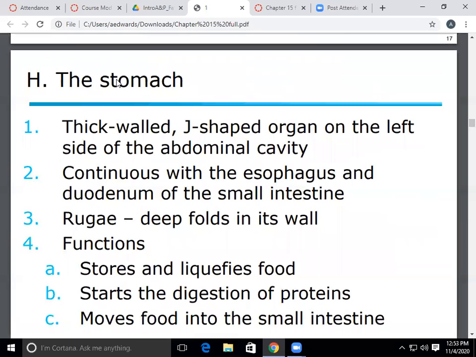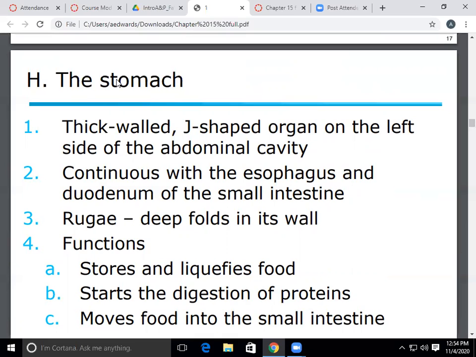So moving on to the stomach. Here you have an essentially thick-walled organ that has kind of a J shape to it, and it's curved. Typically it's going to be on the left side of your abdominal cavity. It's going to be continuous with your esophagus, as well as the duodenum of the small intestine.